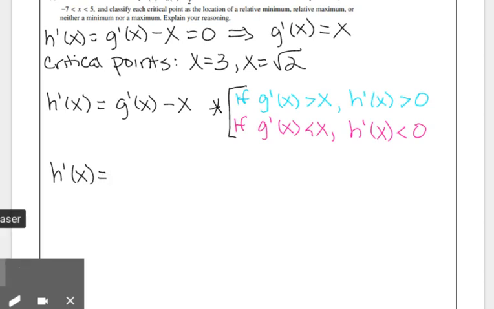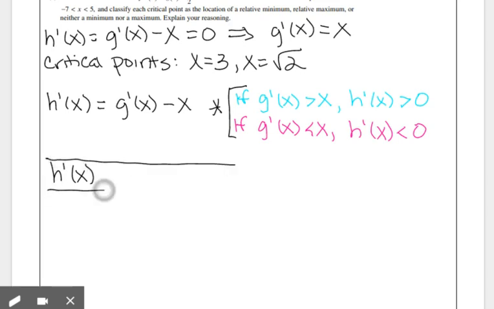Okay, sorry, we don't need equals there. We're just going to make our sign chart. So we know that our interval is starting at -7. We have a critical point at the square root of 2. We have another critical point at 3. And then we have an end point at x equals 5.